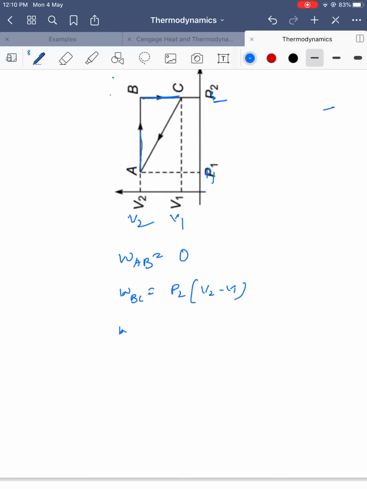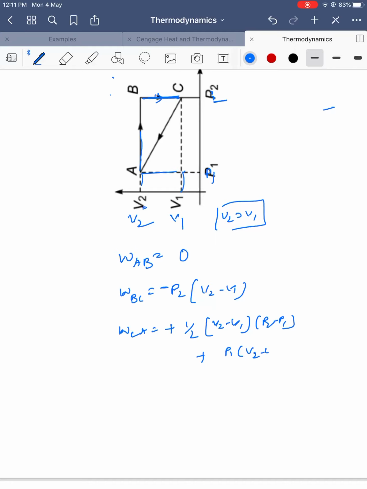Work done in the CA section. Is it positive or negative? The volume is decreasing, so minus. Work done in the CA process: it is negative because volume is decreasing, and V2 is greater than V1. Work done in CA is equal to half breadth into height, so half into (V2 minus V1) into height (P2 minus P1), plus the remaining part, P1 into (V2 minus V1). So this is the amount of work done in the CA process.